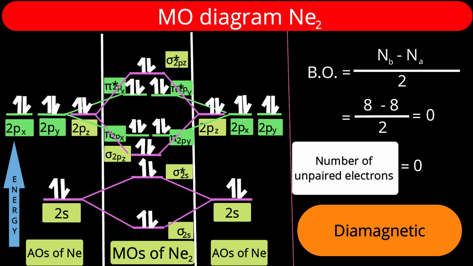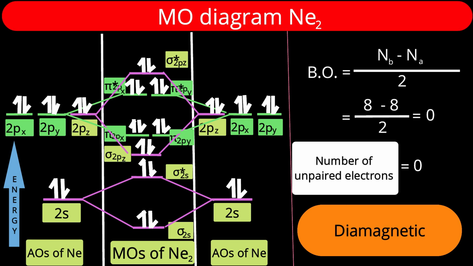So the 9th electron will enter sigma 2pz, the 10th electron in sigma 2pz, the 11th in pi 2px, the 12th in pi 2py. Which principle is followed there? Hund's rule of maximum multiplicity. The 13th electron will pair in pi 2px. Following which principle? Pauli exclusion principle. Pairing is necessary there.